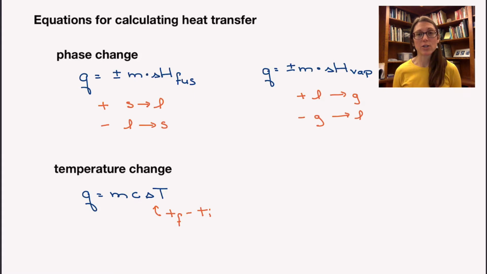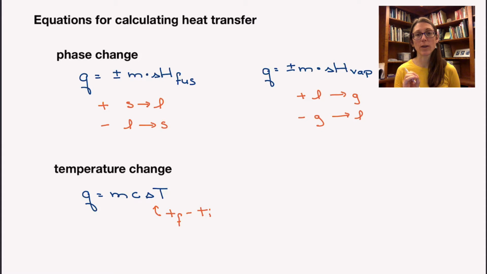A couple quick reminders about these equations. For the phase change equations, you need to stop and think, should this be positive or should this be negative, depending on what the phase change is and whether your spacing, and thus the potential energy, is going to be increasing or decreasing. And for temperature change, remember that the change in temperature is the final temperature minus the initial temperature. That will ensure that you get the proper sign for Q.